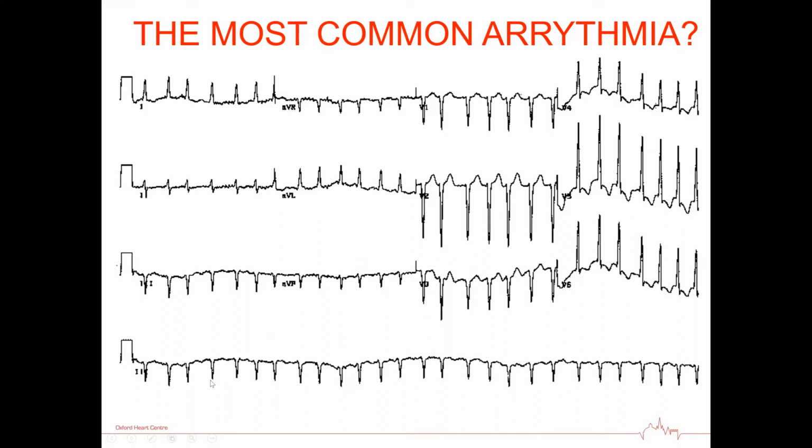Is the rhythm regular or irregular? Hope you can all see that the R to R interval varies. Therefore, we already know the diagnosis. It's atrial fibrillation. And just to confirm that, we can look and see that there are no clear P waves with every QRS.